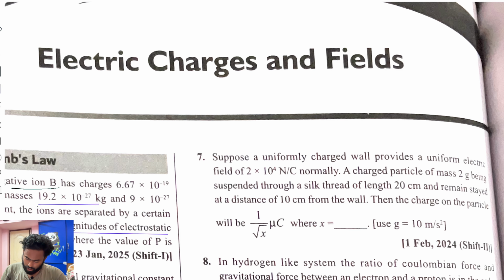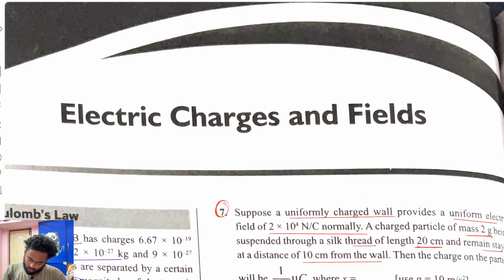Let's see question number 7 now. It is saying that a uniformly charged wall is there. A uniform electric field it provides normally. A particle of mass 2 gram is suspended through a silk thread of 20 centimeter, and remains at a distance of 10 centimeter. Okay, let's see the diagram.